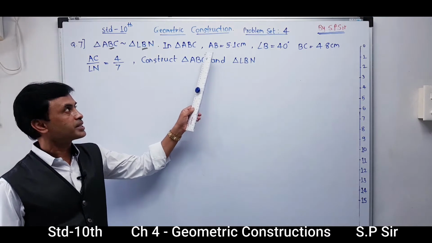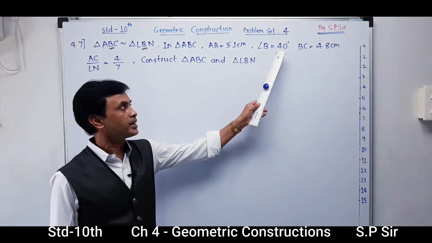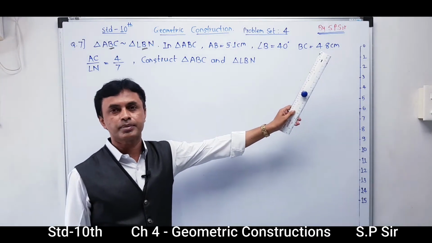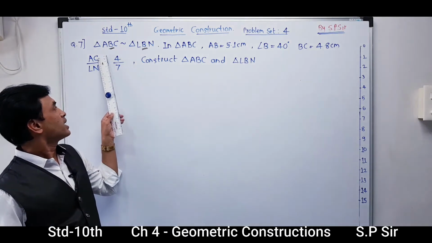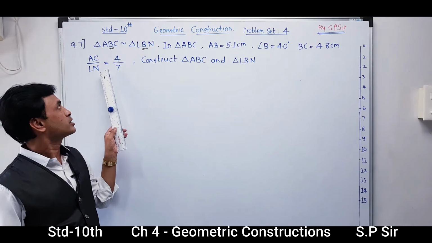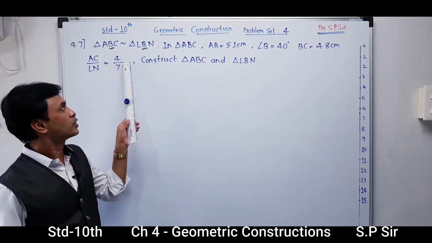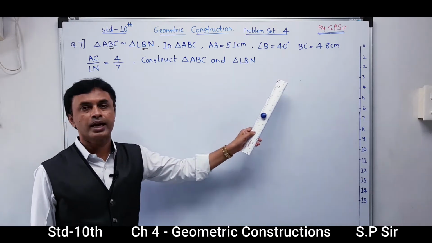In triangle ABC, AB is 5.1 centimeters, angle B is 40 degrees, and BC is equal to 4.8 centimeters. Means definitely we can draw triangle ABC. Next, AC is to LN is 4:7. Construct triangle ABC and triangle LBN.